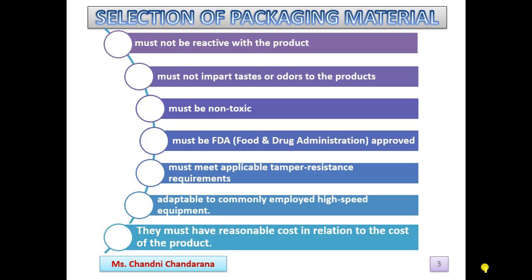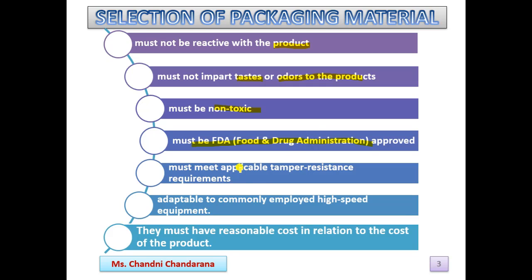Now we will see the selection of packaging material, meaning which care should be taken when we are selecting the packaging material. What are the criteria? First, it must not be reactive with the product. Obviously, whatever packaging material we are selecting, it should not react with the product. It must not impart taste or odors to the product. It must be non-toxic and FDA approved. Whatever material we are selecting, it should be approved by the Food and Drug Administration.